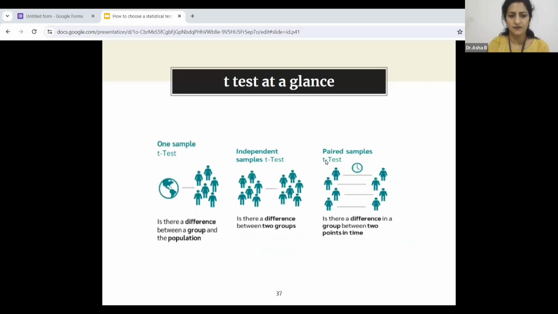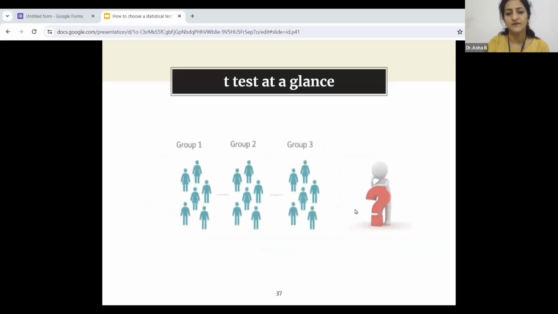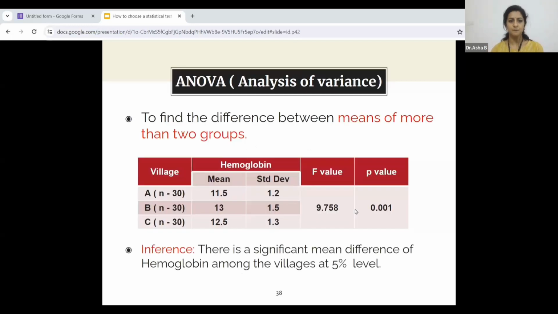To have a glance at the t-tests: when we have a single group and want to compare it to the population to see the difference between the group and the population, we go for the one sample t-test. If you want to compare two independent samples, we go for the independent sample t-test, also called the unpaired t-test. When we have two readings on the same group, we go for the paired t-test. So whatever we have seen is for one group or two groups. What if we have three groups in hand? What test should be added? Let us see this in the next slides.